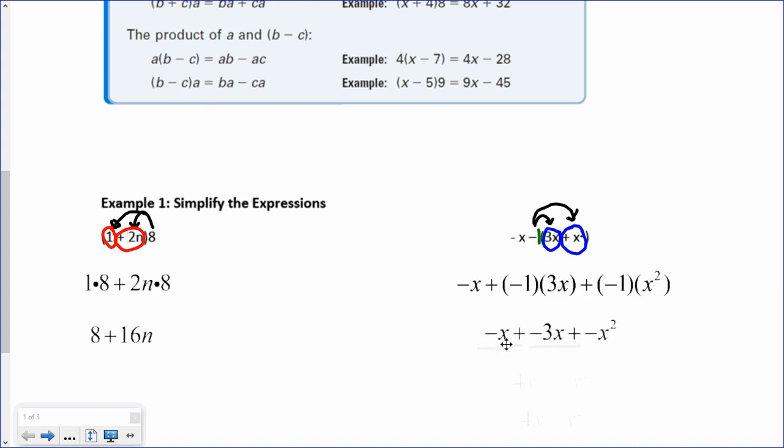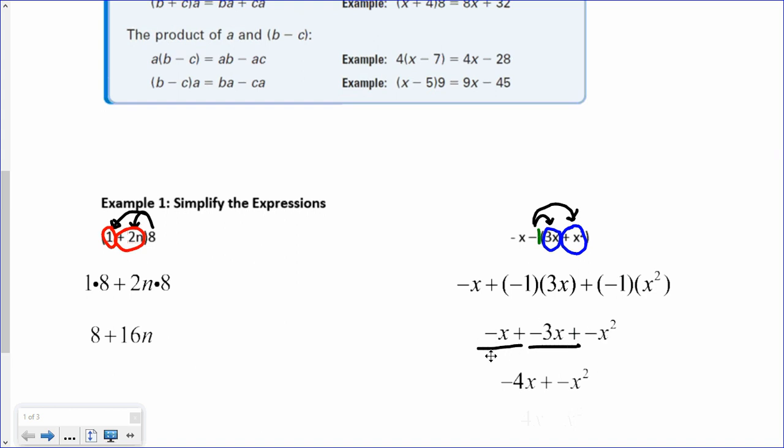So now I have negative x plus negative 3x, which really just means, well, we'll talk about what it means in a second, plus negative x squared. When you have these double signs, like plus and negative, it's the same thing as just saying minus. Whenever you have double signs like this, you always want to replace it with the one sign that it needs. So I would write out minus 3x and minus x squared.